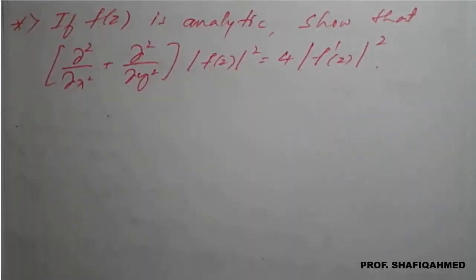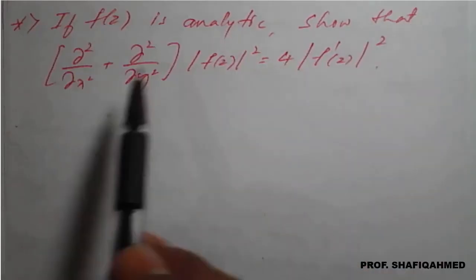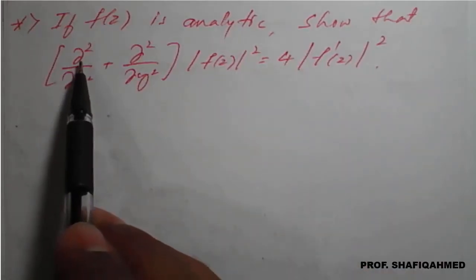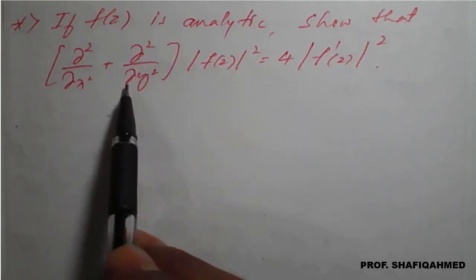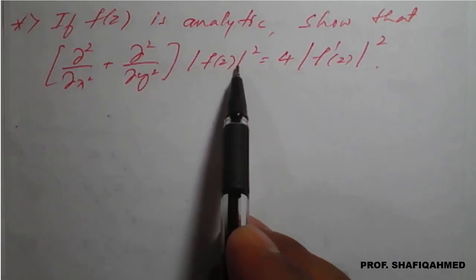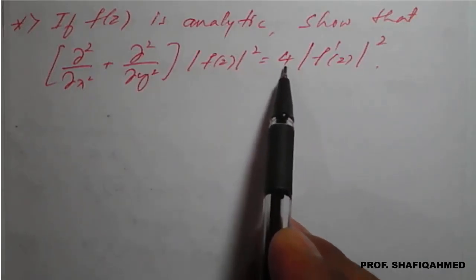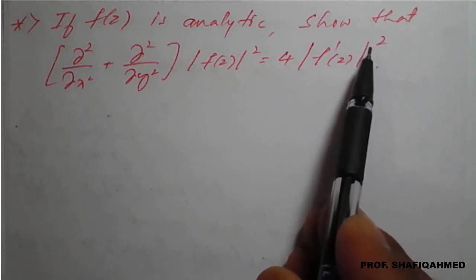Hello everyone. In this lecture we'll see one of the important problems based on analytic functions. The problem is: if f(z) is analytic, show that (∂²/∂x² + ∂²/∂y²) |f(z)|² is equal to 4 |f'(z)|².